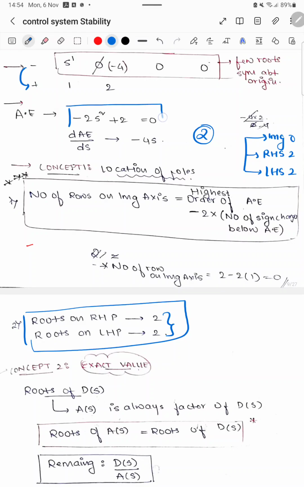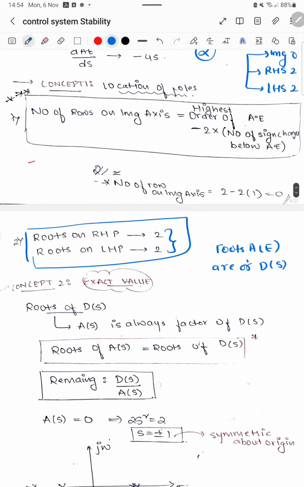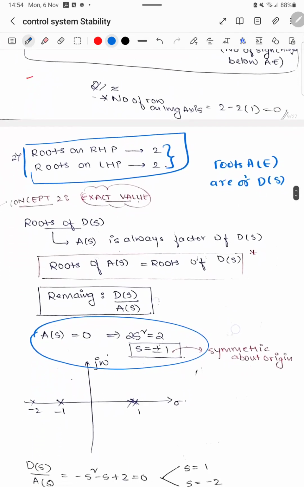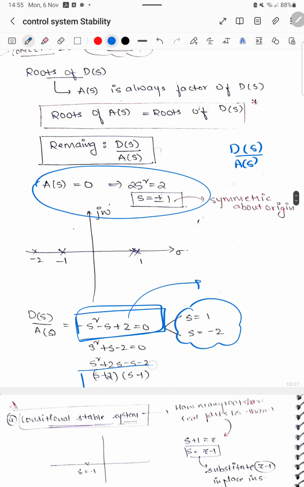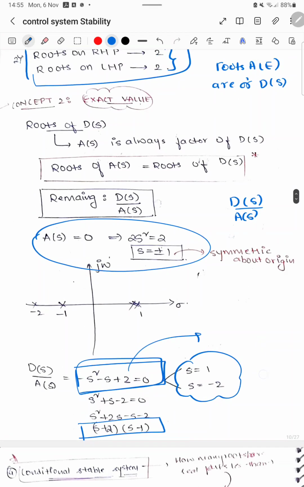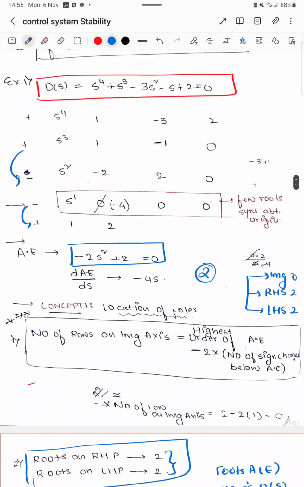To get exact values, you will find the roots of the auxiliary equation. Roots of the auxiliary equation are also roots of D of S. So from that you got already 2 roots, and dividing D of S by A of S will give you the rest of the roots. From this, if you factorize it, you will get the other 2 roots also. So technically you have got all 4 roots. This is the concept of finding the location of roots and their exact values.